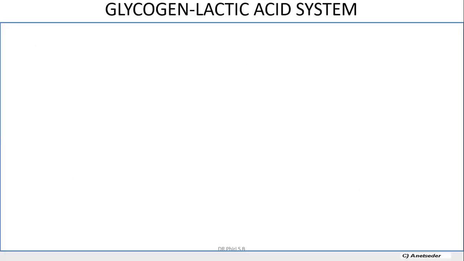The other system is the glycogen-lactic acid system. From the name itself, glycogen will be broken down into glucose, and that glucose will undergo glycolysis, producing ATP. But the end product there is pyruvate, and because you have less oxygen here, this is an anaerobic reaction. So the pyruvate will be converted into lactic acid, hence the name glycogen-lactic acid system.